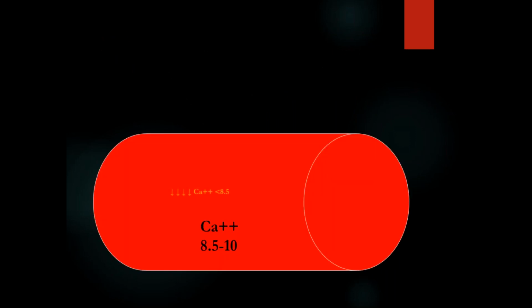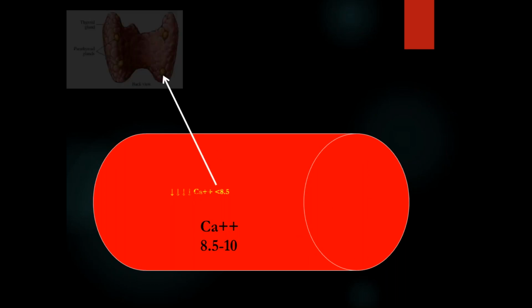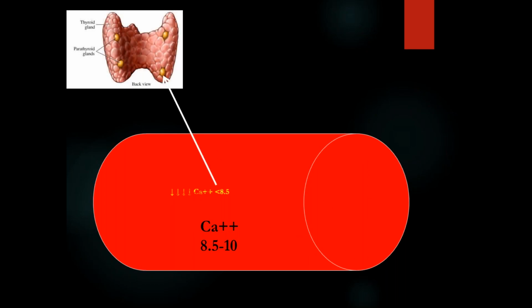Then we have calcium here. What happens when the calcium is too low? When it is less than 8.5, it is going to stimulate... Can you see these yellow things? That is the parathyroid gland. The parathyroid gland produces what? The PTH.